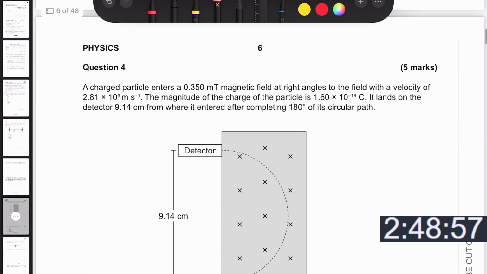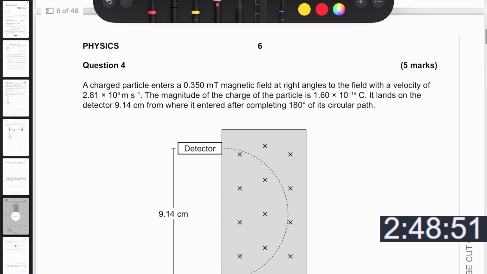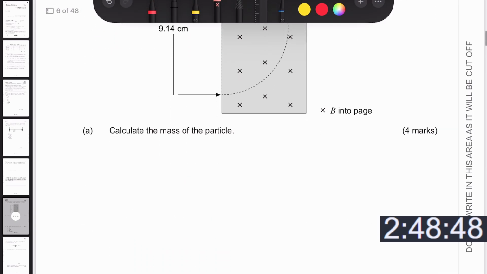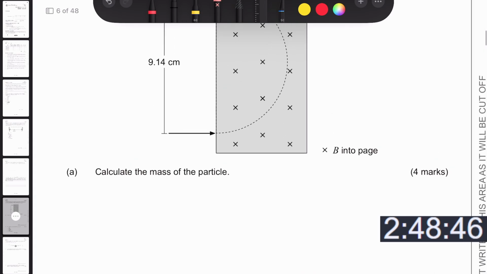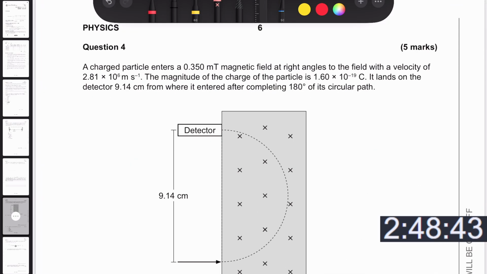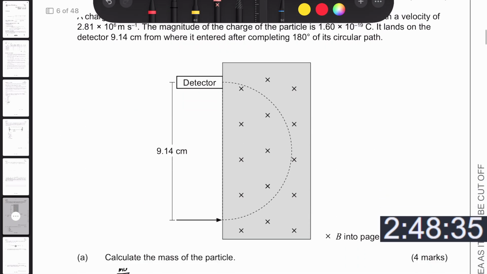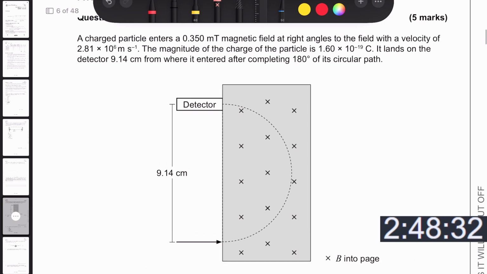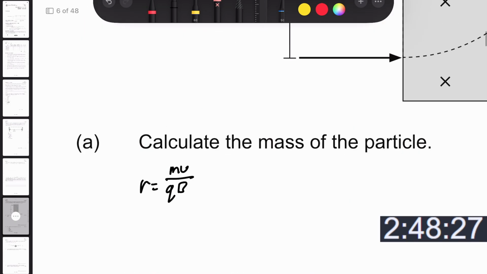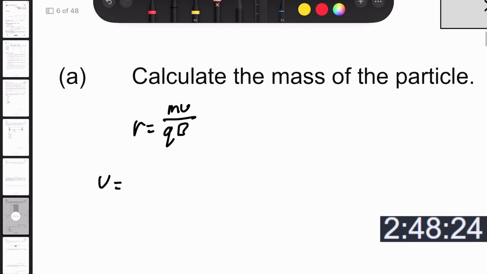Next question: a charged particle enters the field with a given velocity and lands on the detector. Calculate the mass of the particle. This is an r equals mv over qB question. I don't have m, but I have velocity, charge, and radius. So mass is going to equal rqB all over v.